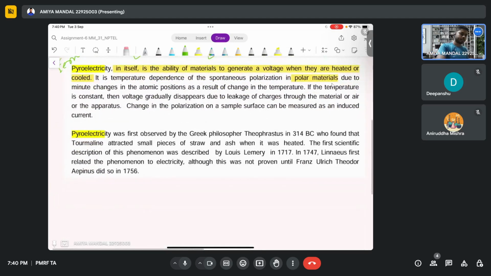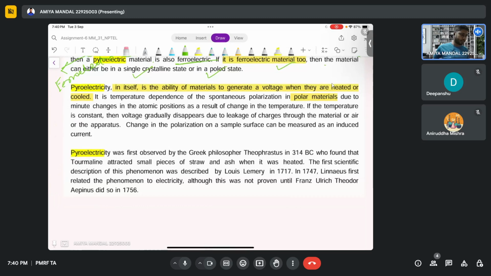Pyroelectricity in itself is the ability of a material to generate a voltage when it is heated or cooled. It is the temperature dependence of the spontaneous polarization in a polar material, due to minute changes in the atomic positions as a result of the change in temperature.